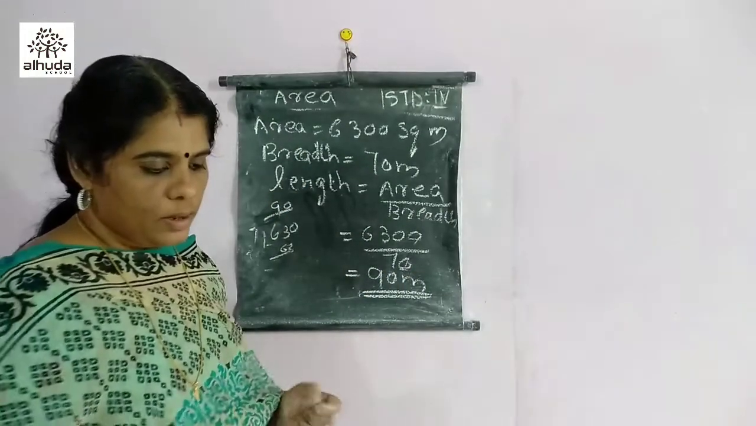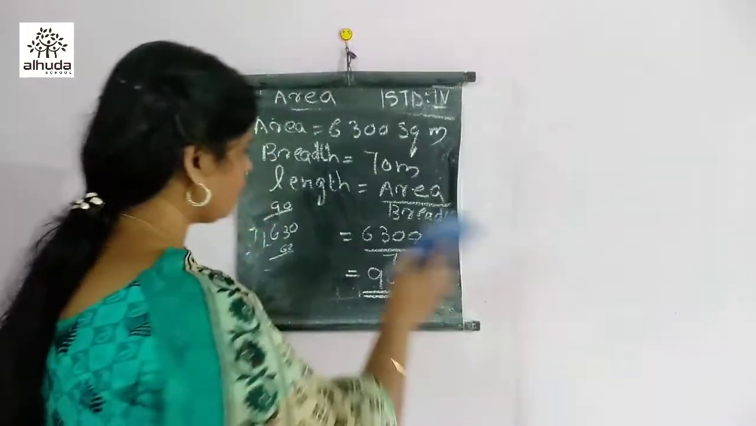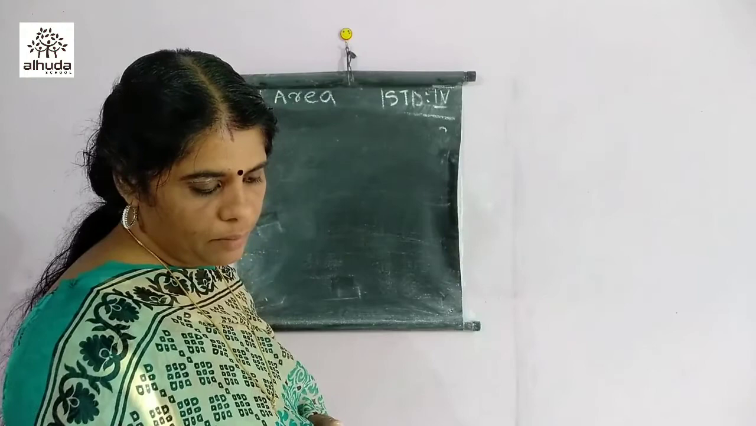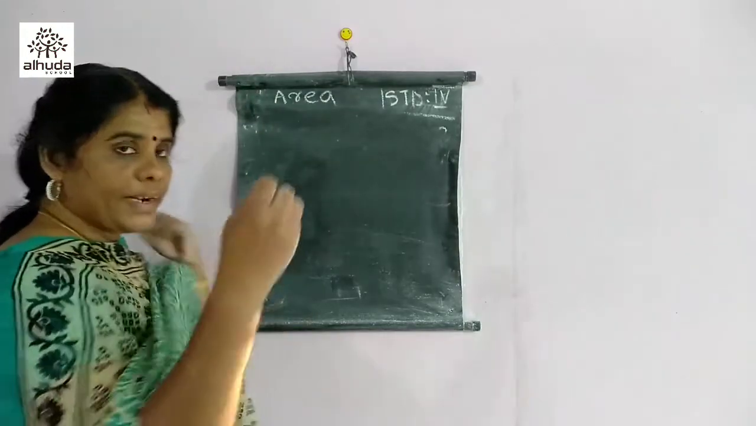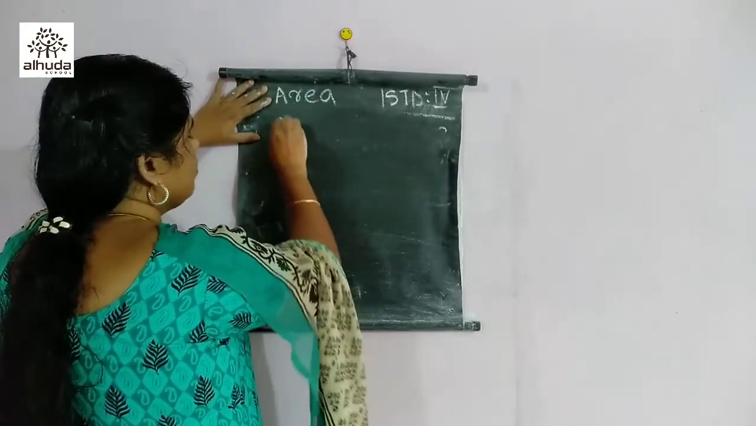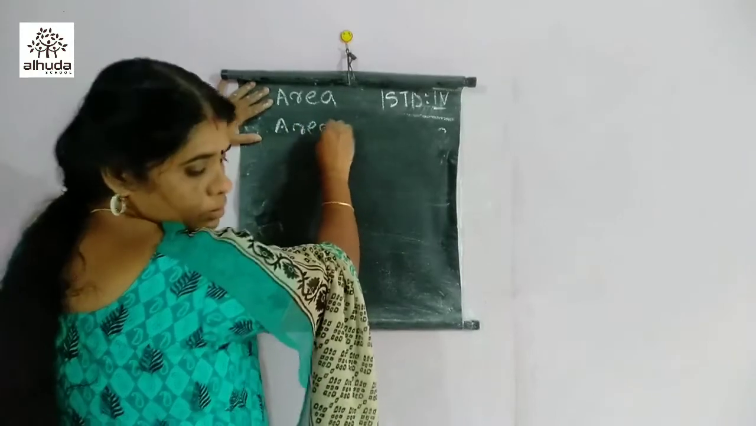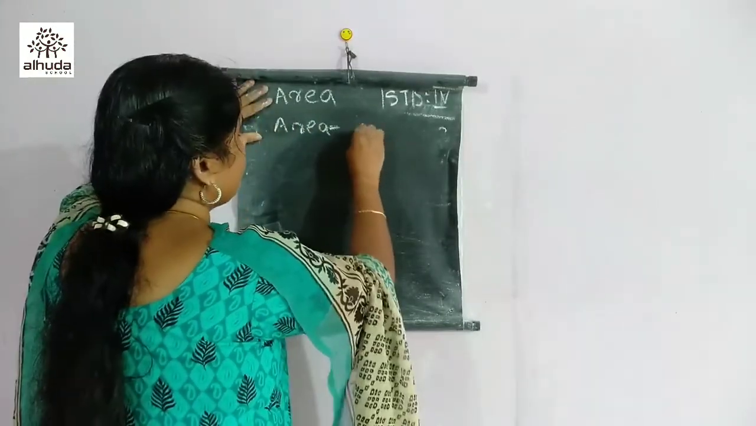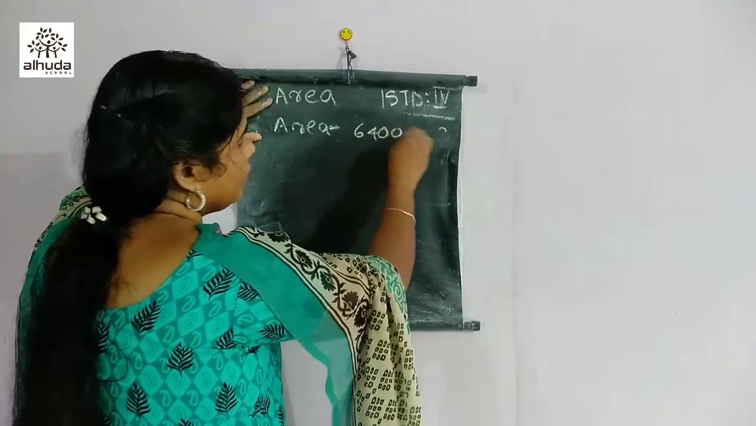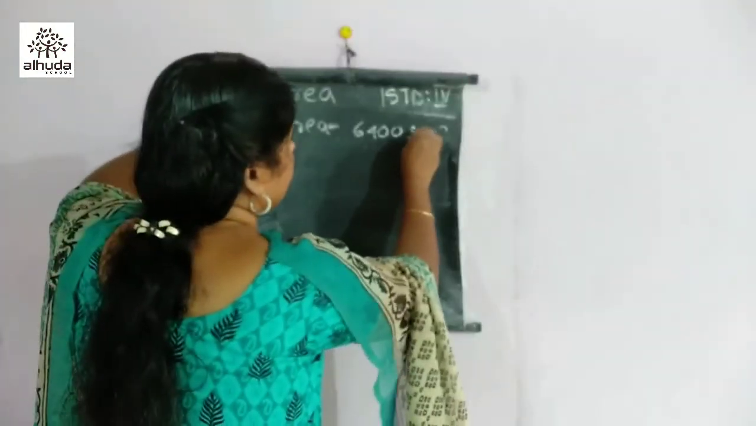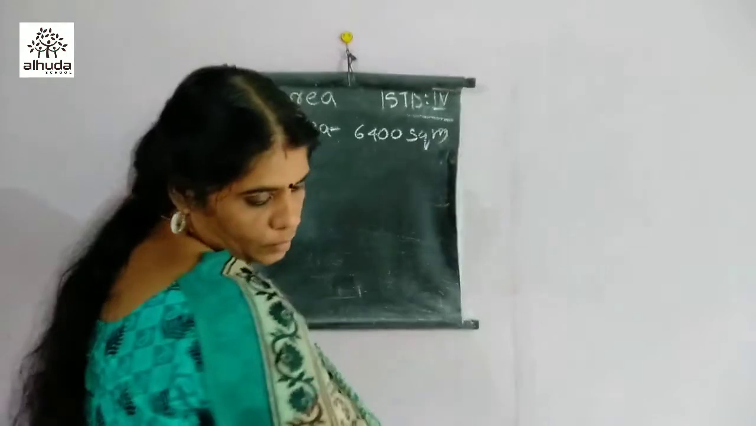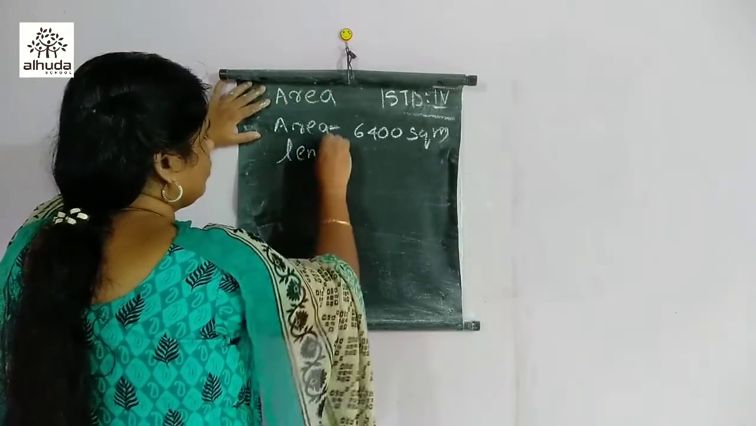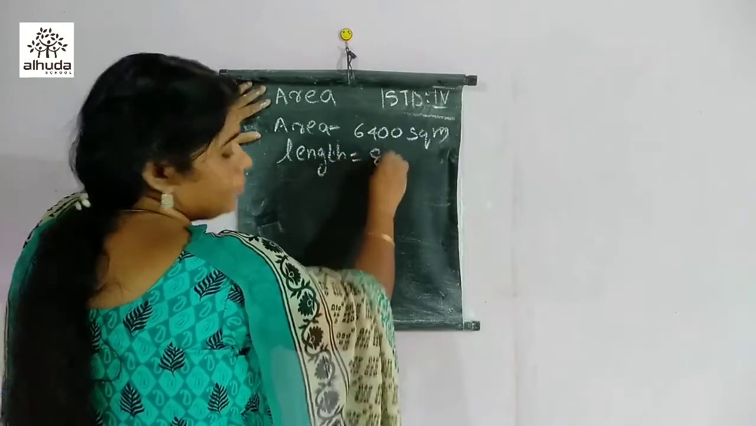Okay. Next question. Area is given, length is given, we should find the breadth. Area is 6400 square meter and length is 8 meter.